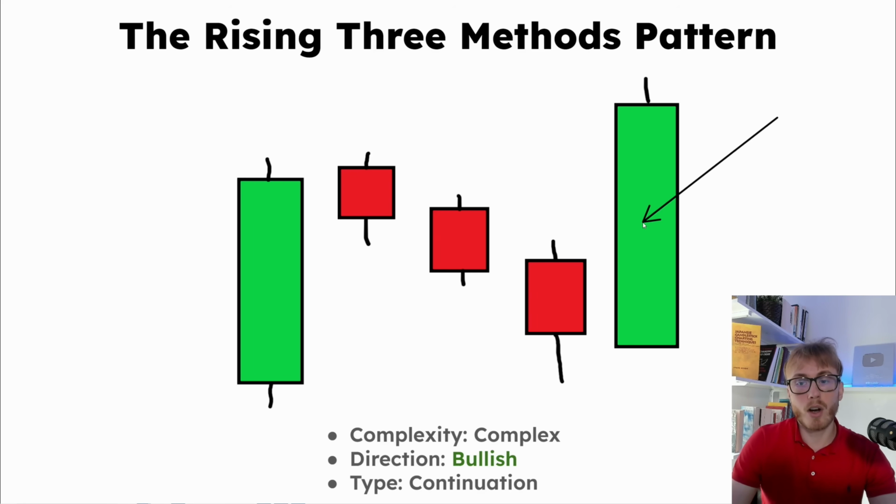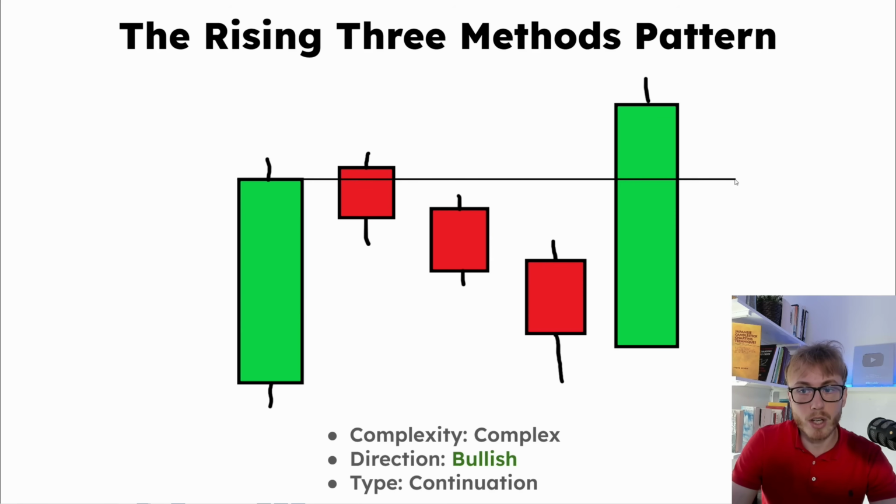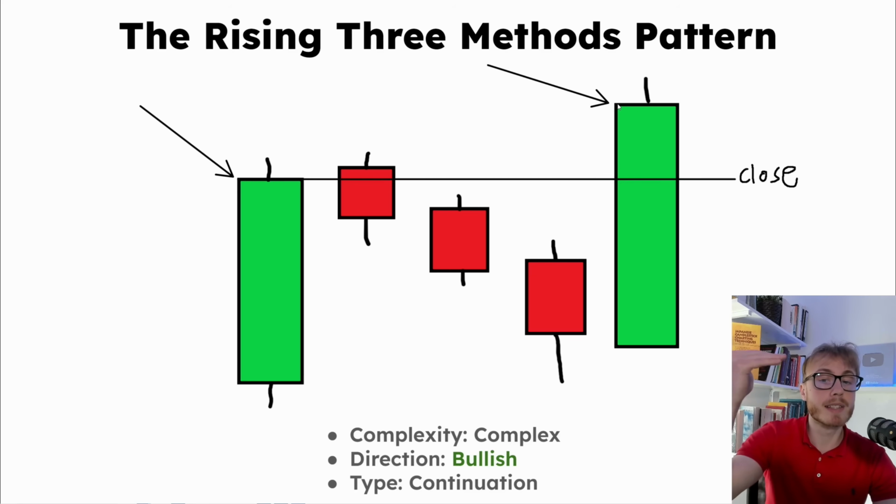The last candle of the rising 3 methods is very important. Here we want to see a strong bullish candle, and we want this bullish candle to close above the close of the first candle. You can see right here the close of the first candle, and we want the final candle to close above this line. When we get this candle close, the rising 3 methods is confirmed and indicates a continuation up.